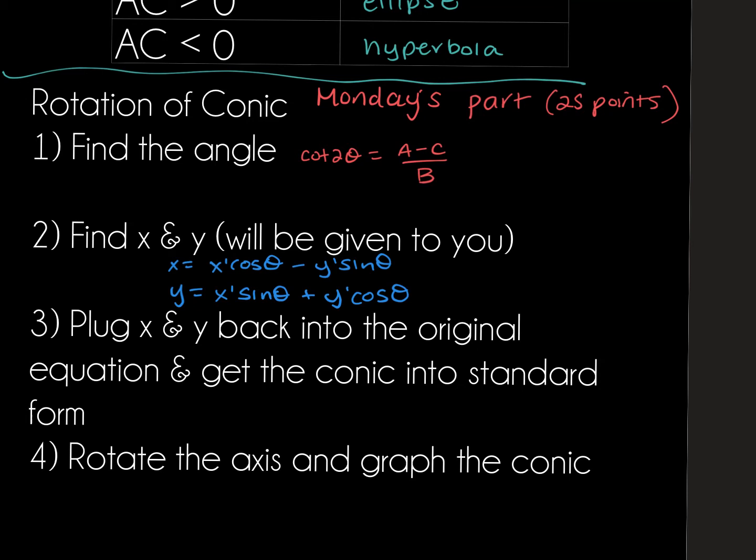There are 2 ways I would say to plug in that information. One is as it is, the formula, then do the angles. The other is do the values and then plug it in. So 3 says plug x and y back into the original equation and get the conic into standard form. That's the part that's super tedious, long, and not fun. And then 4 is rotate the axis and then graph the conic. The graph will show the coordinates, but because they are rotated coordinates, you can't find those exact points. You can, but it's a longer process than you could do right now. So you're just going to approximate it.